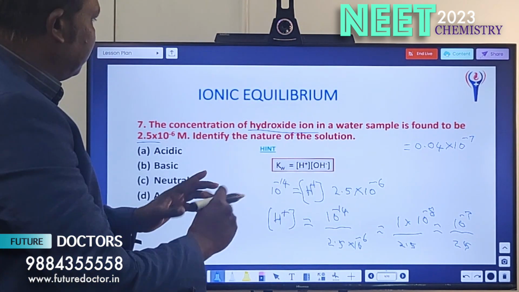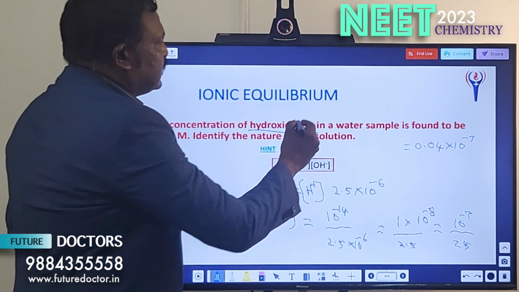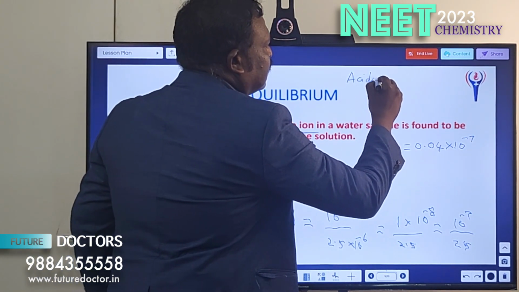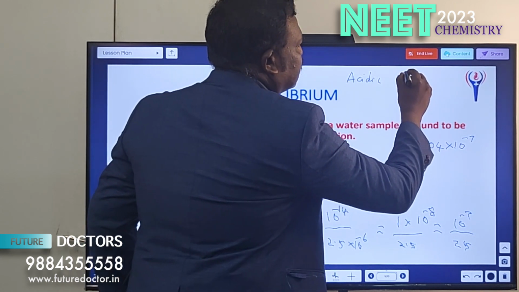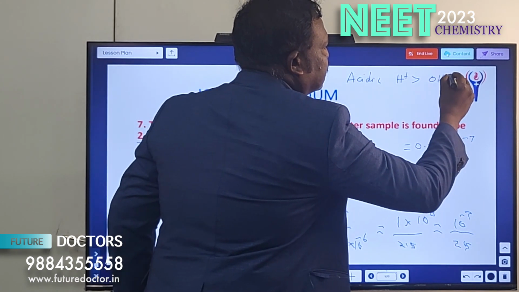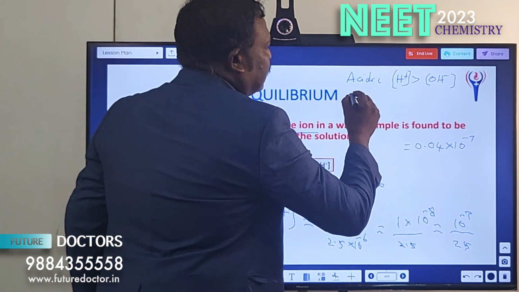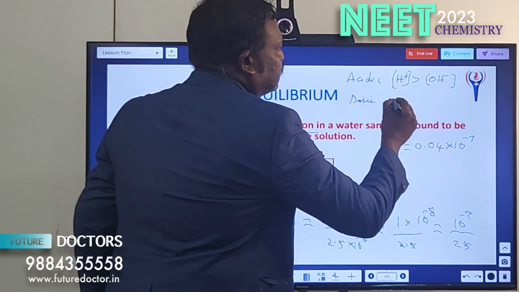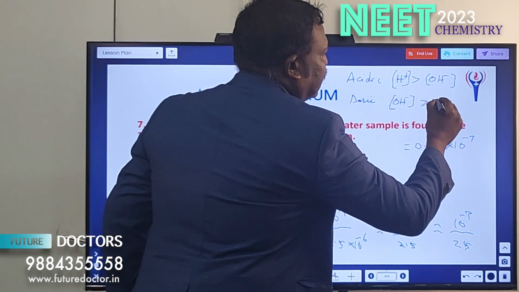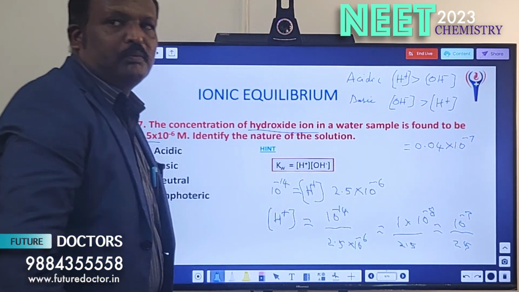Okay, so we have to compare which one is the higher value. Suppose the solution is acidic, it means H plus is more than OH minus ion concentration. Are you following? For the solution to be basic, OH minus ion concentration is more than H plus concentration. Understand? So we have to compare which one is bigger, which one is smaller.